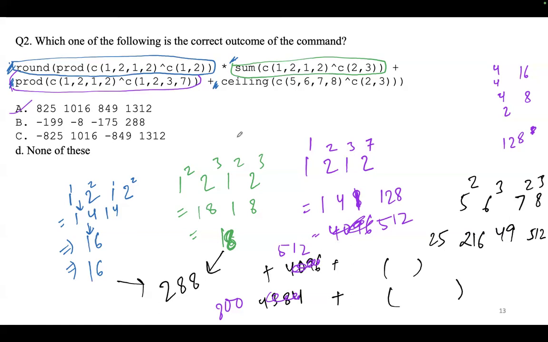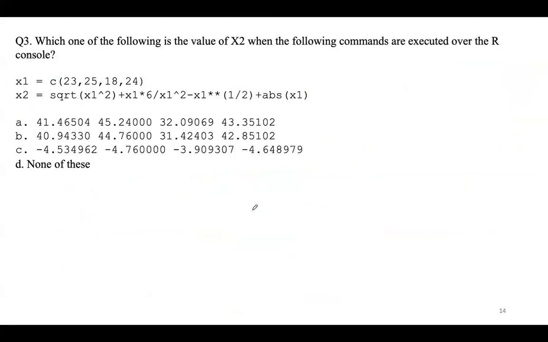Alrighty. Okay, next. Which of the following is the value of x2 when the following commands are executed? Okay, just in the interest of time, we're not solving it right now. The correct answer is one of A, B, and C. You will be able to solve it. If we get time, we'll come back to it. But again, it's just for your practice.